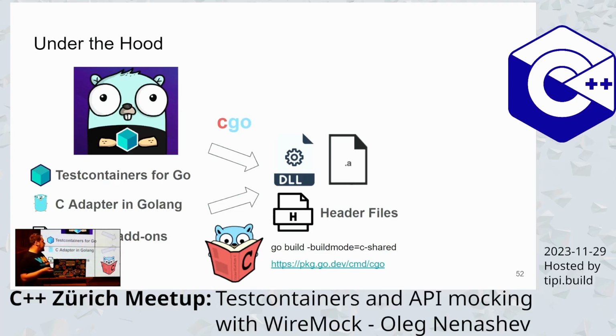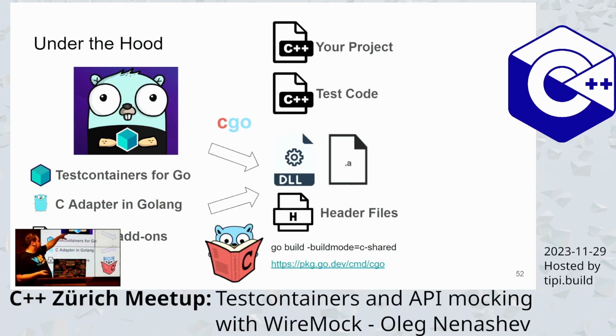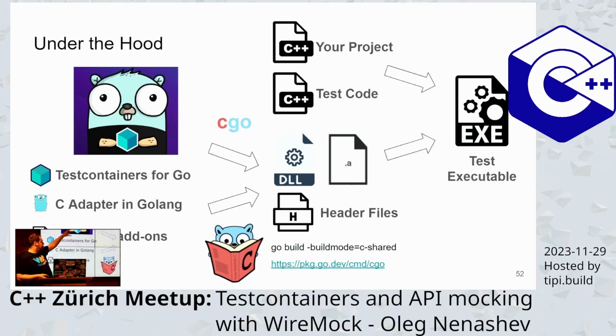So in my case, it can produce either shared or static library and header files, which you can reuse in this project. And it runs with C quite well. So then you can take your project, you can take your test code, and basically get a test executable that you would be able to run in C++. So this is how it works under the hood.